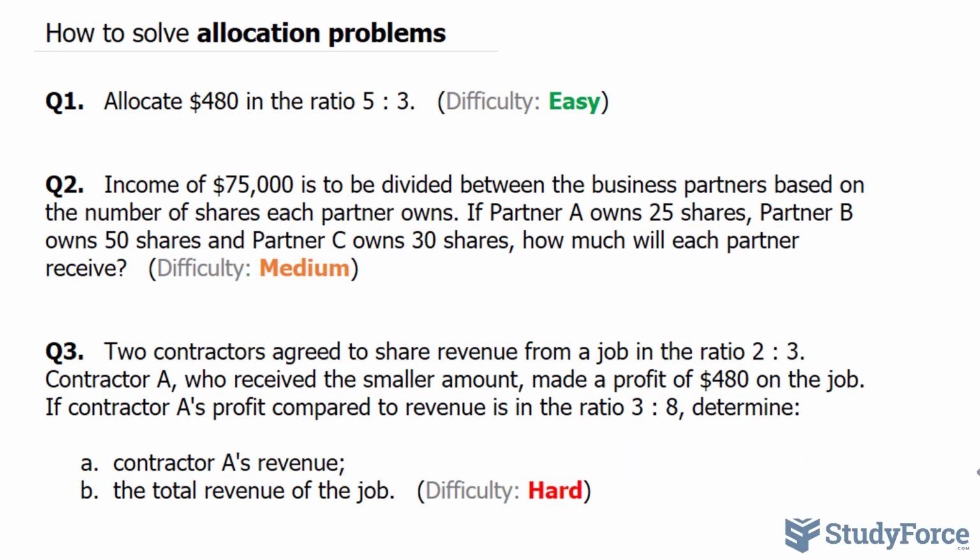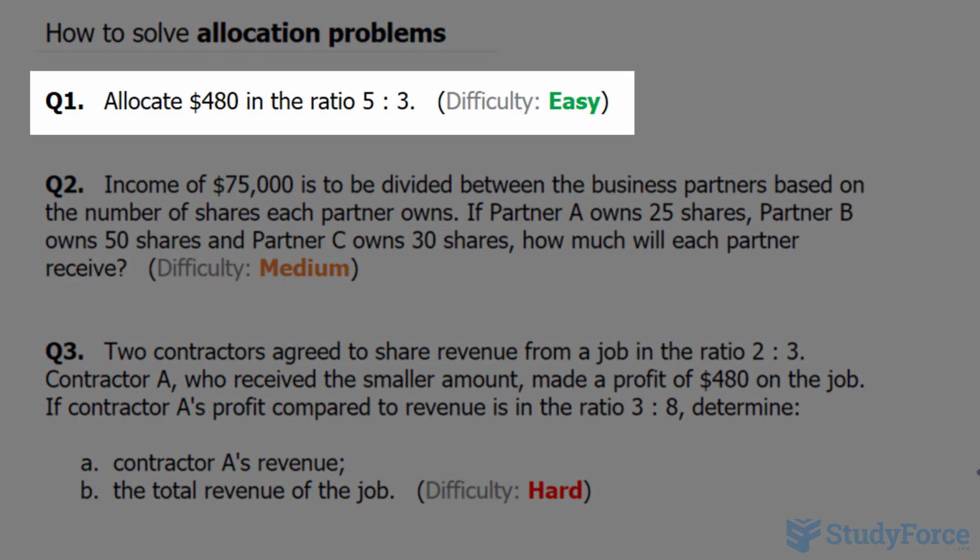In this lesson, I'll show you 3 examples on how to solve allocation problems. Let's start with the easiest one. Question 1 reads, allocate $480 in the ratio of 5 to 3.